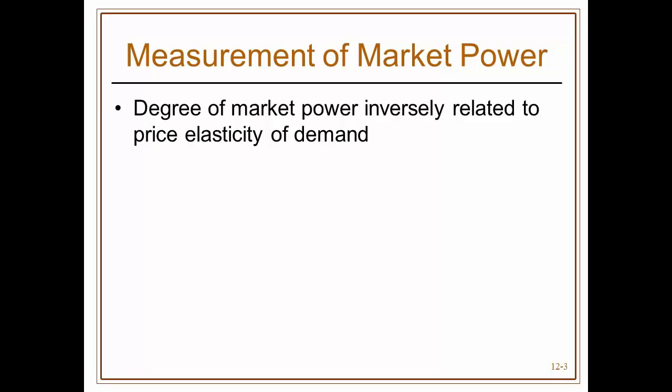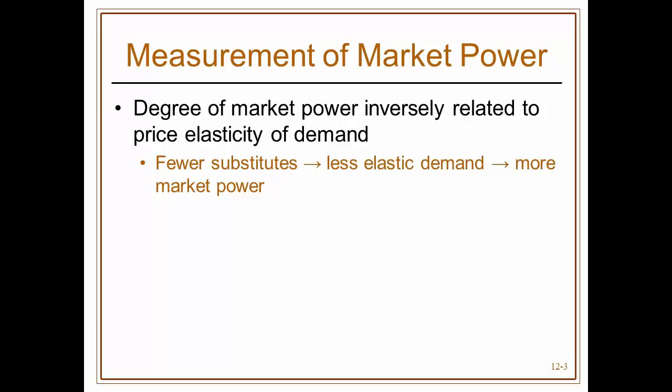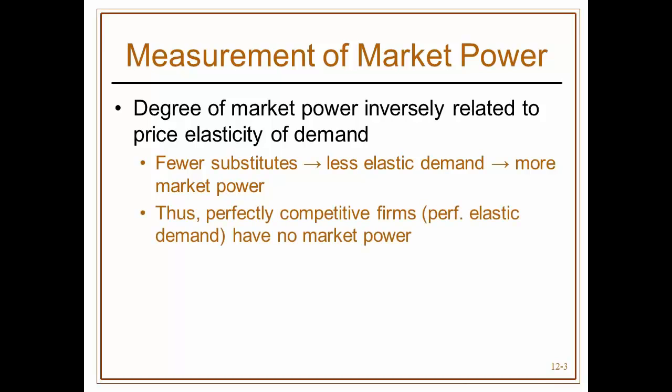And of course, this is going to depend on how many substitutes there are. In pure competition, there are perfect substitutes, and in monopoly, there are no substitutes. So the amount of market power you have depends on how many substitutes are available, which depends itself on the elasticity of demand. If there are fewer substitutes, then we say demand is less elastic, and that means that individual firms have more market power. So perfectly competitive firms have no market power because their demand is perfectly elastic. There are tons of substitutes out there.